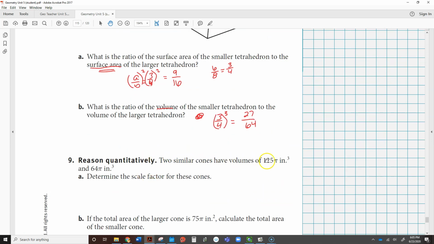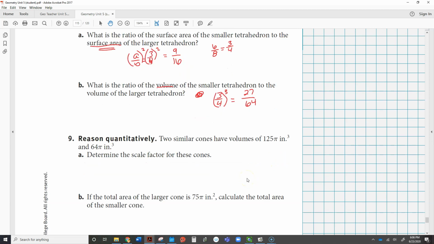2 similar cones have volumes this and this. Determine the scale factor. So you write a ratio of 125 pi over 64 pi and reduce it down as low as you can. 125 divided by 64. It doesn't reduce. I can reduce the pi's out, but that leaves me 125 over 64.